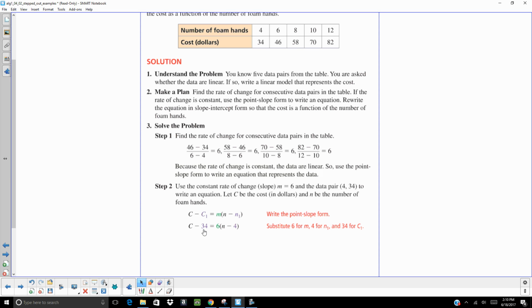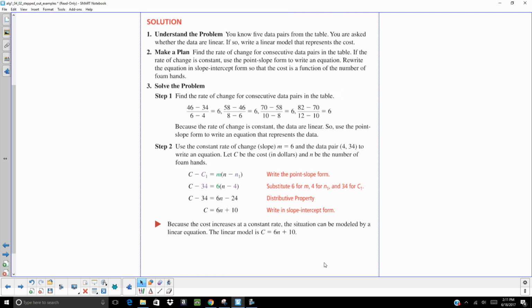Our y-coordinate would be 34 right here. Our slope is 6, that's our rate of change. And our x-coordinate, which we're calling n, is right here, 4. Let's go ahead and simplify that by using the distributive property and then add 34 to both sides. And you're going to get the cost is 6n plus 10. So there's our linear model.